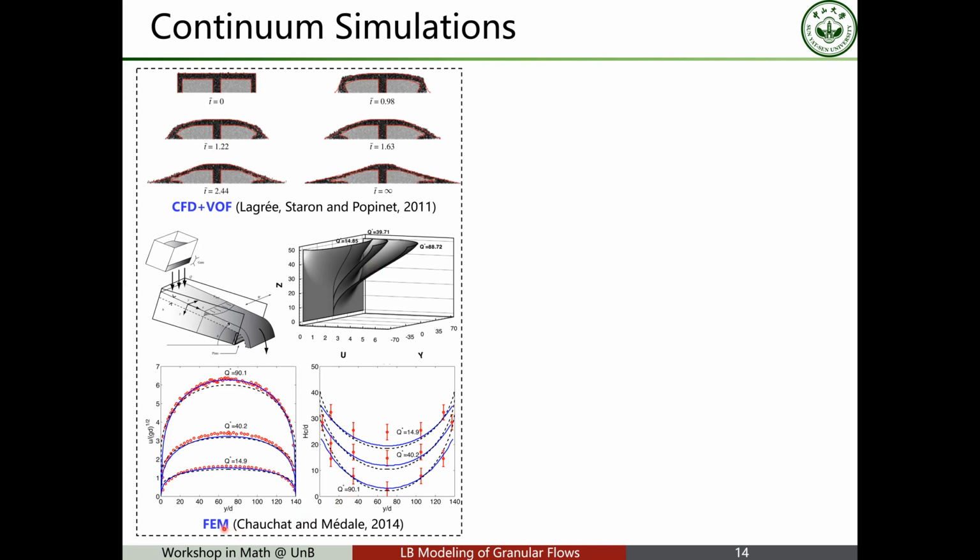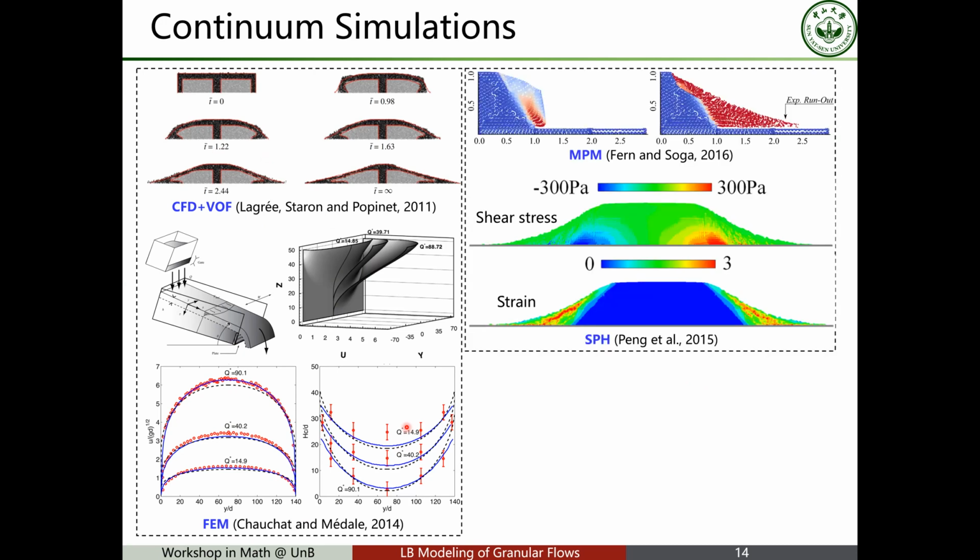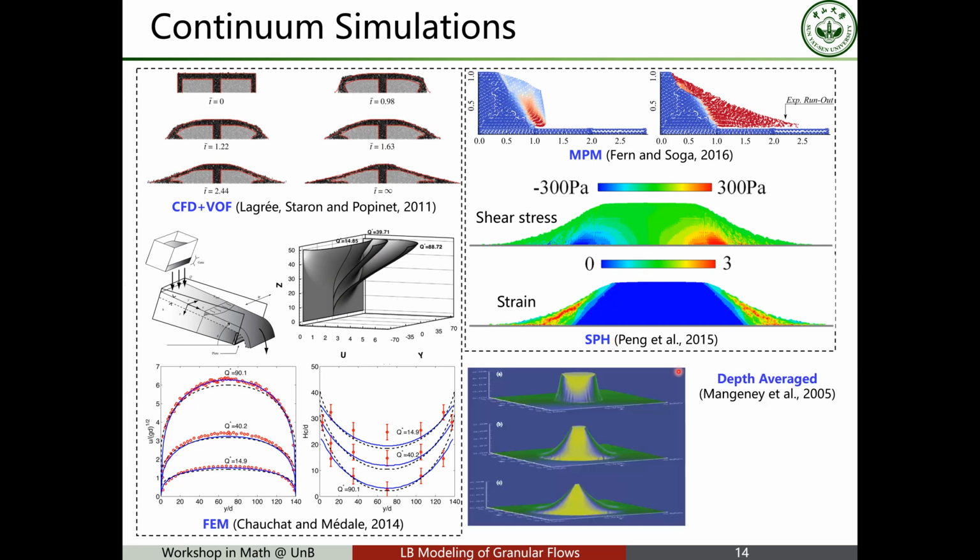We also have some people using the finite element method to simulate a chute flow with lateral walls. This is the velocity profile and this is the depth profile. More recently, we also have people using the material point method and the smoothed particle hydrodynamics method to simulate granular column collapses. These methods are more optimized for large deformation problems. However, even with these continuum methods, a fully 3D simulation is still very expensive. That's why people also do depth-averaged simulations, like the Savage-Hutter model. But once we do depth averaging, we also lose the local flow properties. That could be a problem as well.